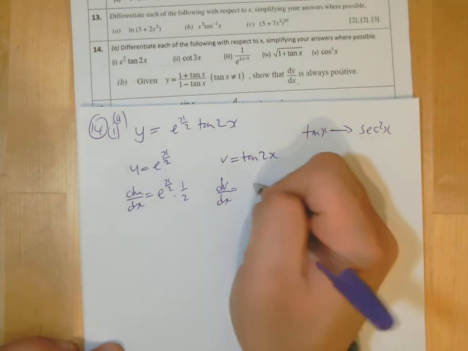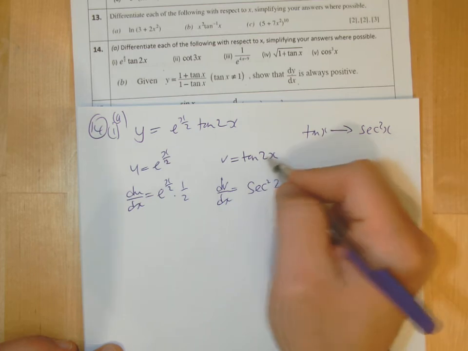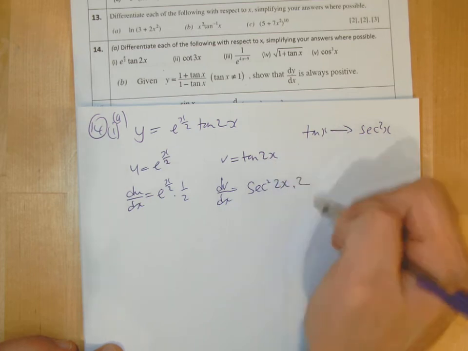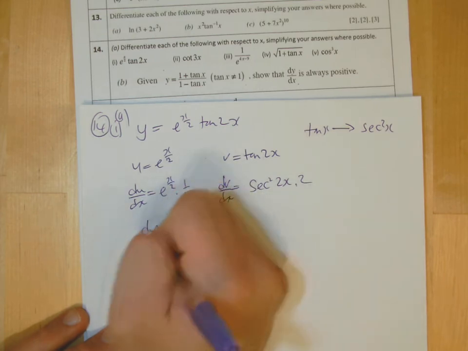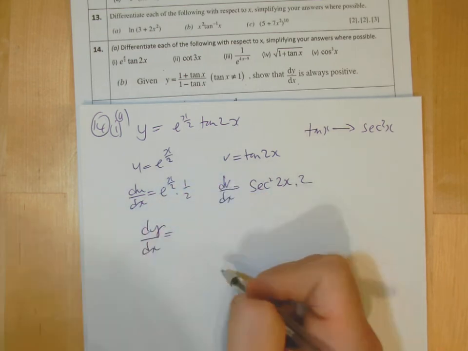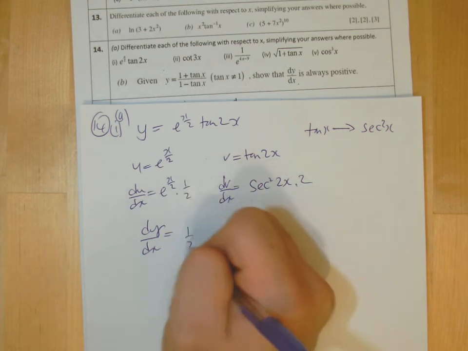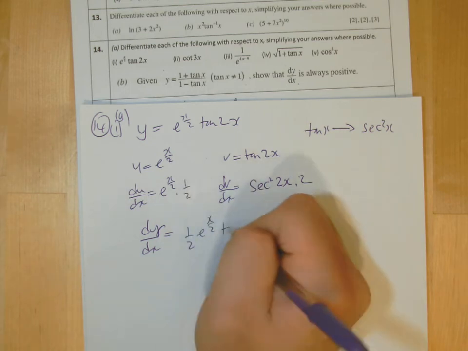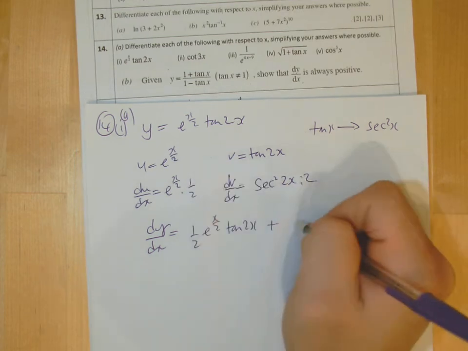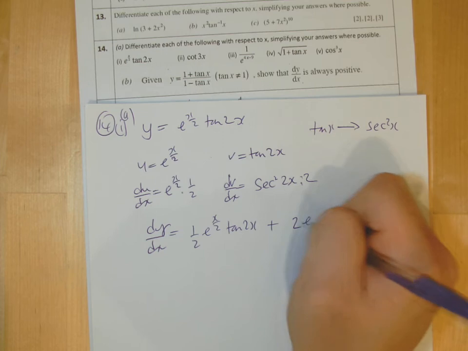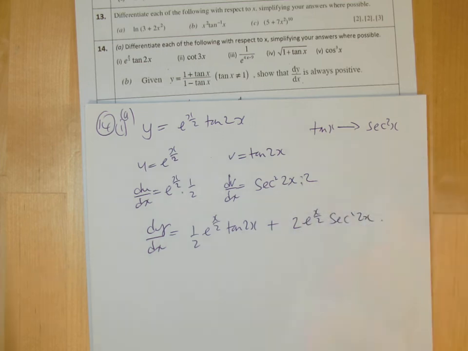So tan 2x then becomes sec squared 2x. You've got to then times it by the derivative, don't forget, function of a function, times it by 2 then, so you get this. So then, if we do the product rule, v du dx, so half e to the x over 2 tan 2x, plus then this times this, so 2 e to the x over 2 sec squared 2x, okay.